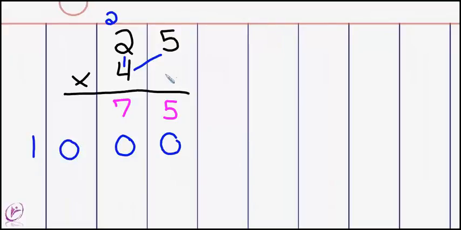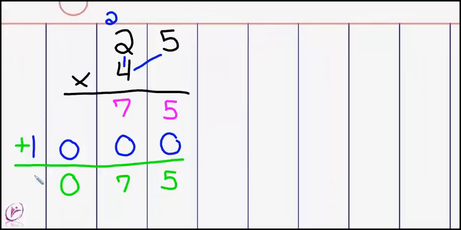Now that we've multiplied both digits and we have 2 rows of work, we just need to add those rows of work together. 5 plus 0 is 5. 7 plus 0 is 7. 0 plus nothing is 0. And 1 plus nothing is 1.